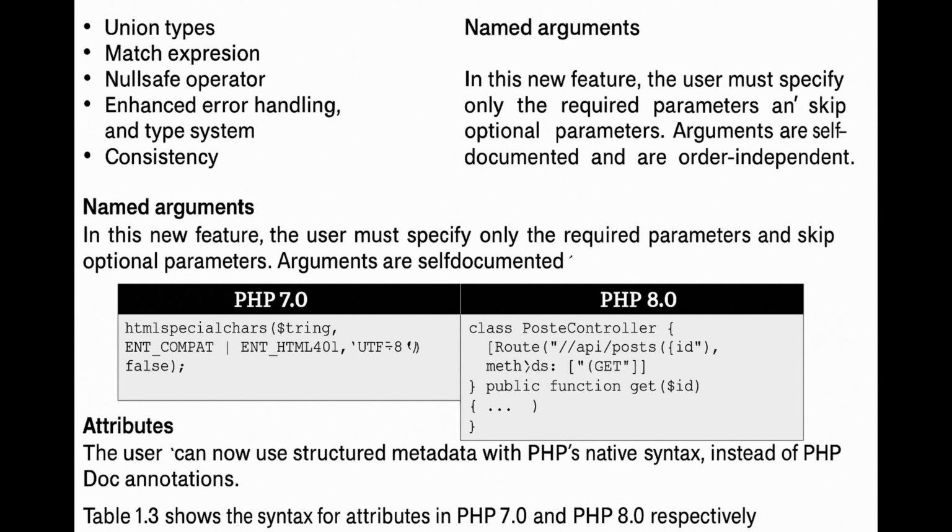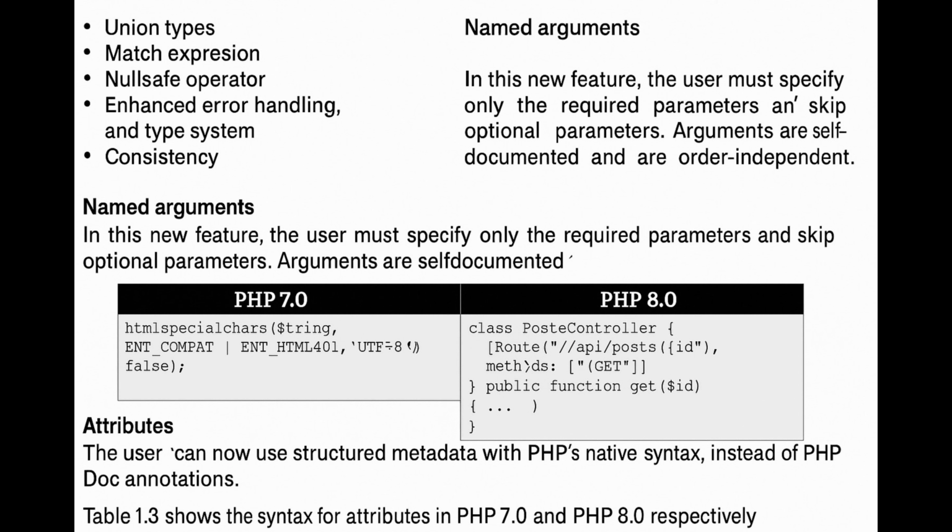Attributes provide a structured way to add metadata directly to classes, methods, or properties using native PHP syntax instead of external documentation formats like PHPDoc. This makes code cleaner and more maintainable. For example, developers can use attributes to define routes in a web controller or specify serialization rules for objects.